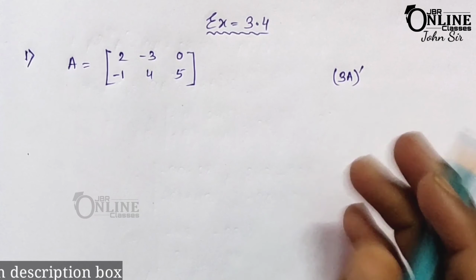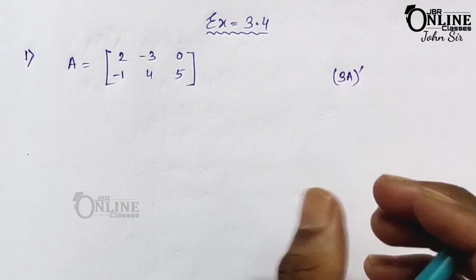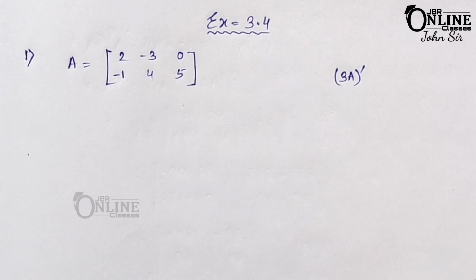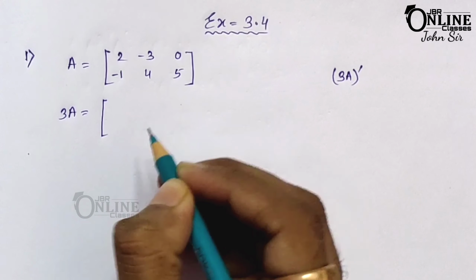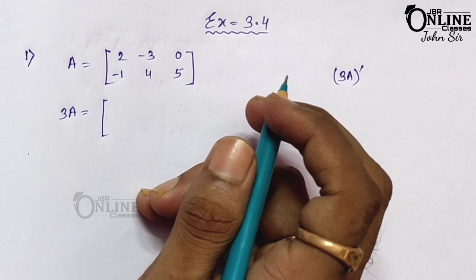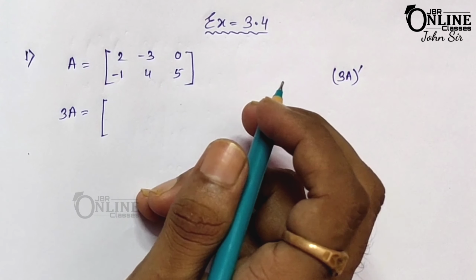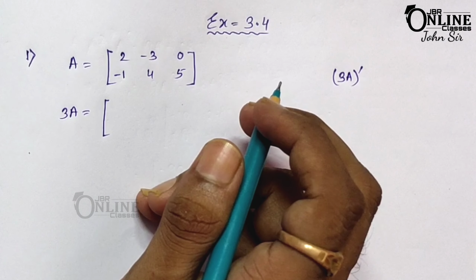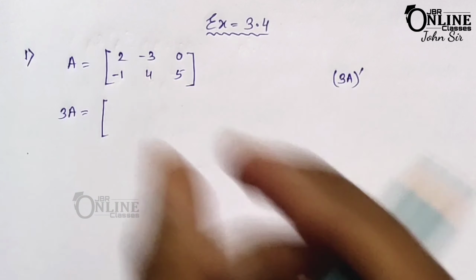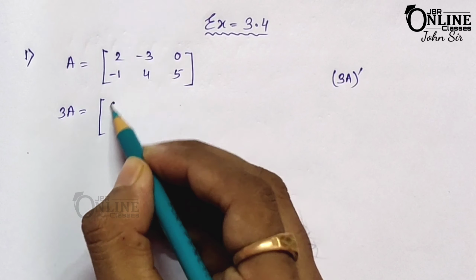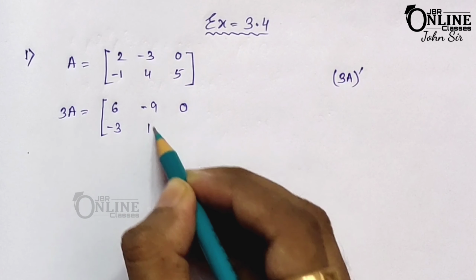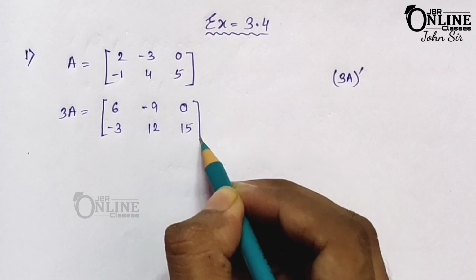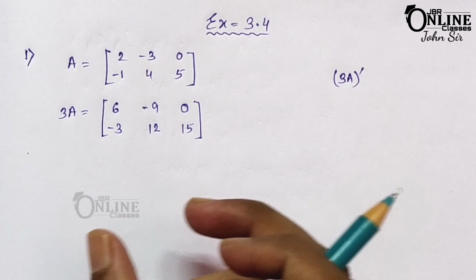Okay, so that means first you have to find out the value of 3A and next you have to find out the transpose of 3A. So as you know how to find 3A, you have to multiply 3 with each and every element of the matrix A. So here 3 into 2 equals 6, then minus 9, then 0, minus 3, 12 and 15. Okay, so that equals 3A.